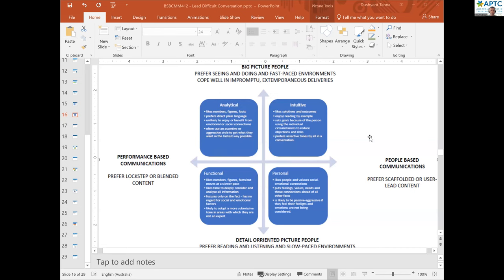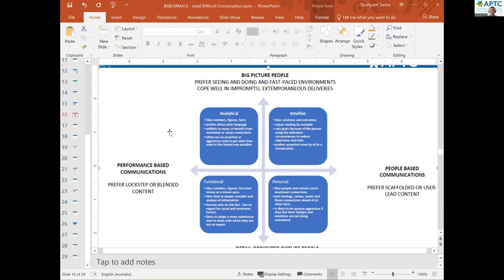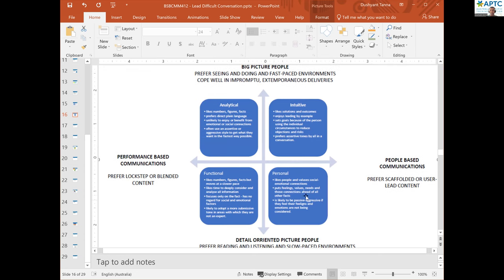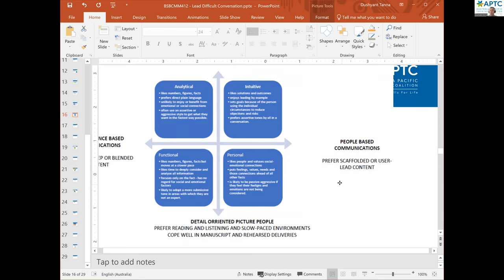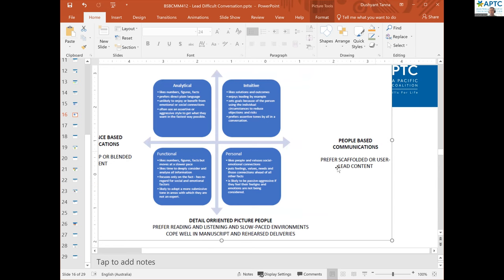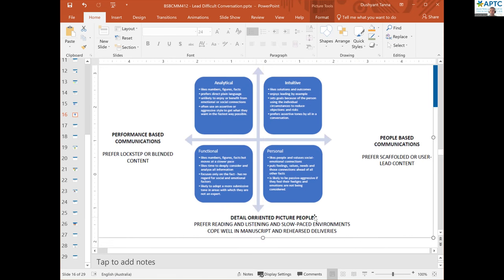What we are saying here, there are different personalities, and that's why there is different communication. Big picture people prefer seeing and doing in fast-paced environment, cope well in extreme environment. People-based communication, as it says, prefer scaffolded or user-led. Detail-oriented people prefer reading, listening, slow-paced environment. And performance-based communication prefer lockstep.